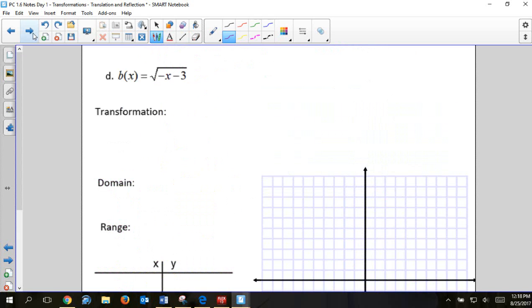Now, question D has a trick to it, so you have to be careful when you do your homework. If you have a binomial in a horizontal transformation, and there is a number in front of the x, like here, there's a -1 in front of the x, if there's a -1 or any number in front of the x, you have to factor it out before you can do your transformations.